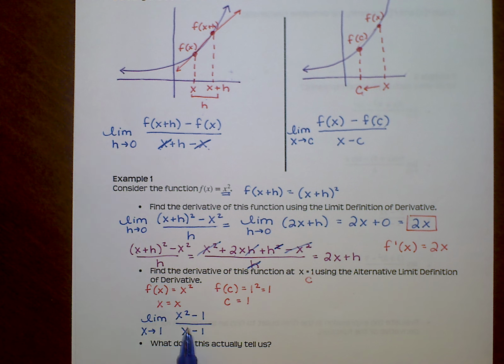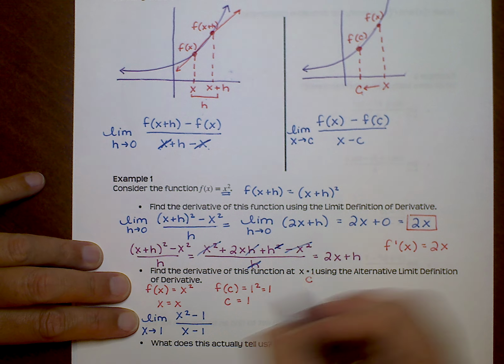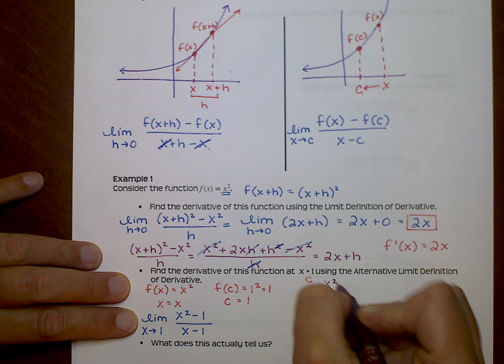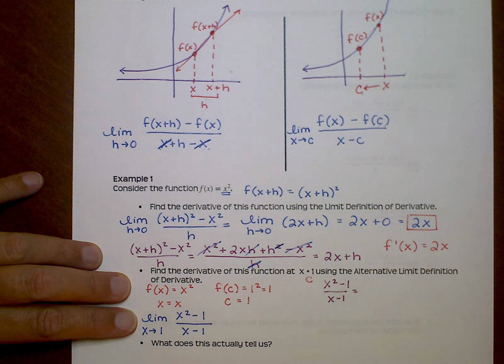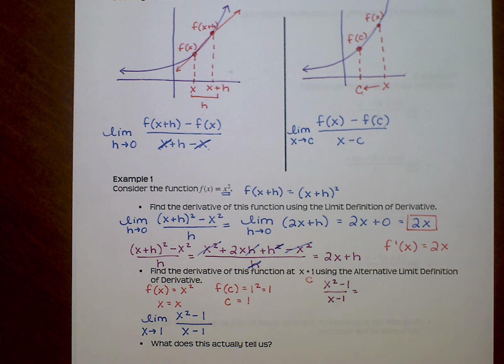That's my limit setup. So this is f of x, this is f of c, and this is x minus c. Okay, same thing I have up here. Once again, if I plug 1 in right now, I'm going to get something indeterminate. So I need to take that expression off, and I'm going to work it off to the side here. I'm going to take x squared minus 1 over x minus 1 and see what I can do with that algebraically. See if I can simplify something that makes a discontinuity go away.